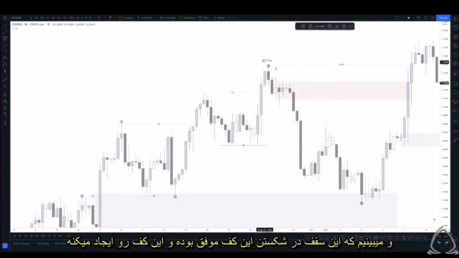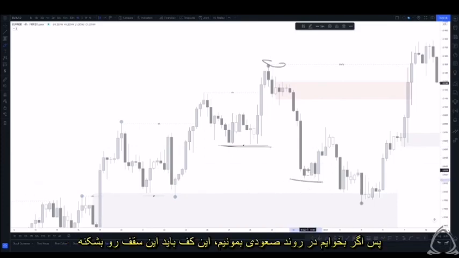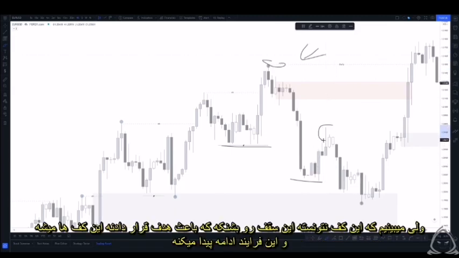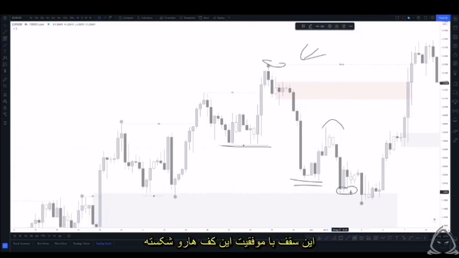And then what we see is this high is successful in taking out this low. It creates this low. So the idea would be that this low should take out this high if we're still to remain in a bull trend. But what we can see is this low fails to take out this high, which targets these lows. And this process still continues. This high was successful in taking out these lows. Therefore, this low should be targeted.